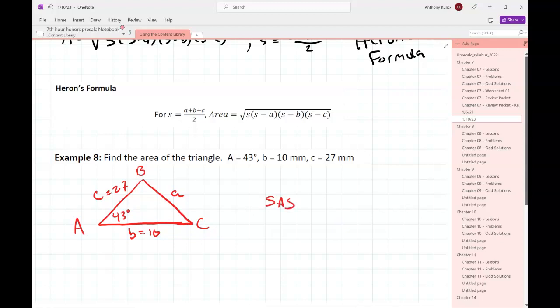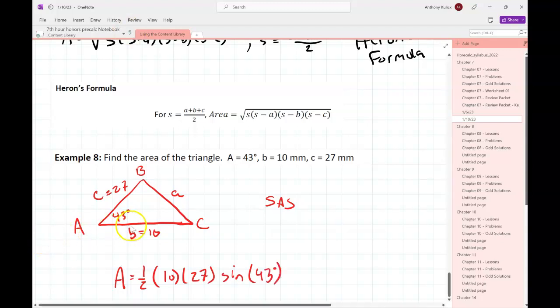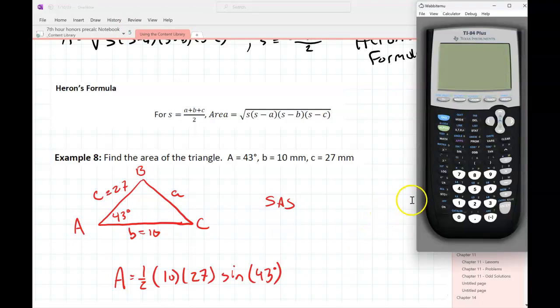Side angle side. Oh, well, that's the first area formula. That's really easy. So one half b times c times sine A. I can apply it directly. I don't have to do any other complicated steps. It just plugs straight into my calculator. I love it. Super easy. It takes me literally 30 seconds to do the problem. I'm super excited. So I get 9207.